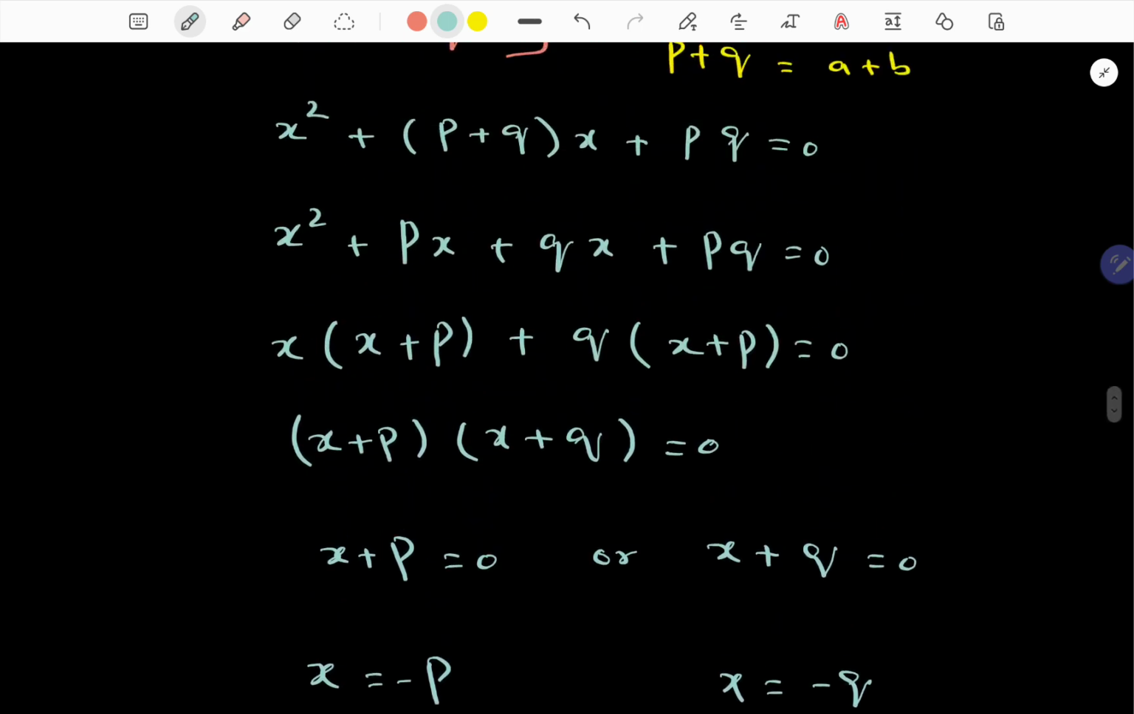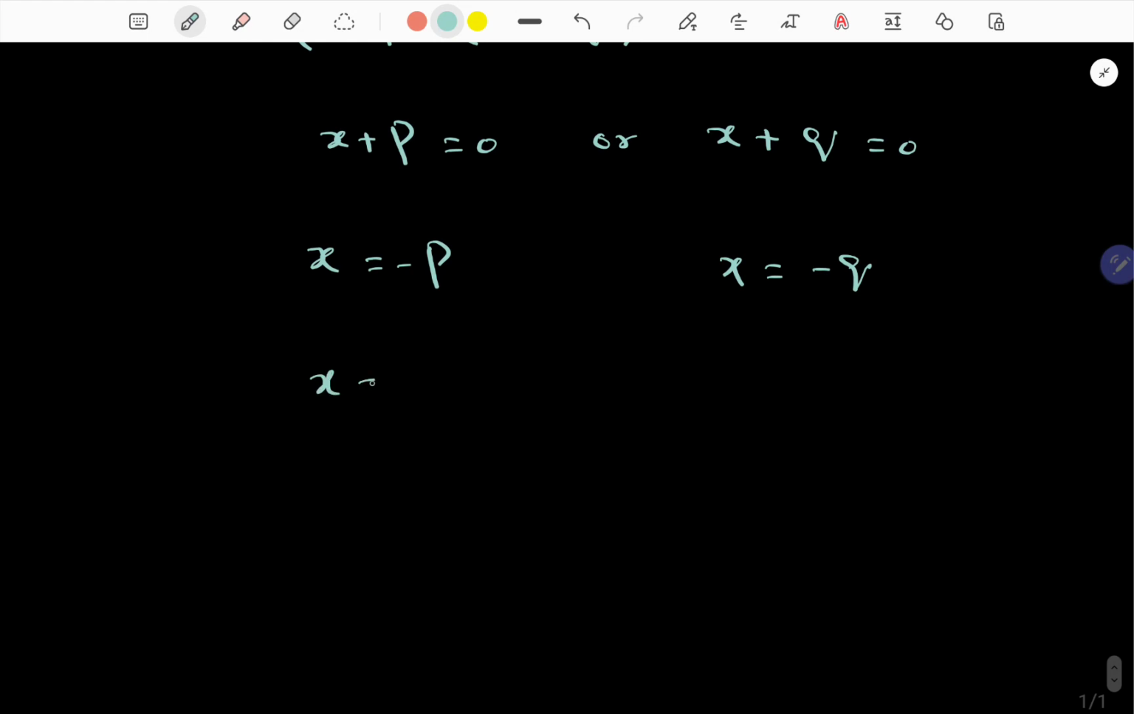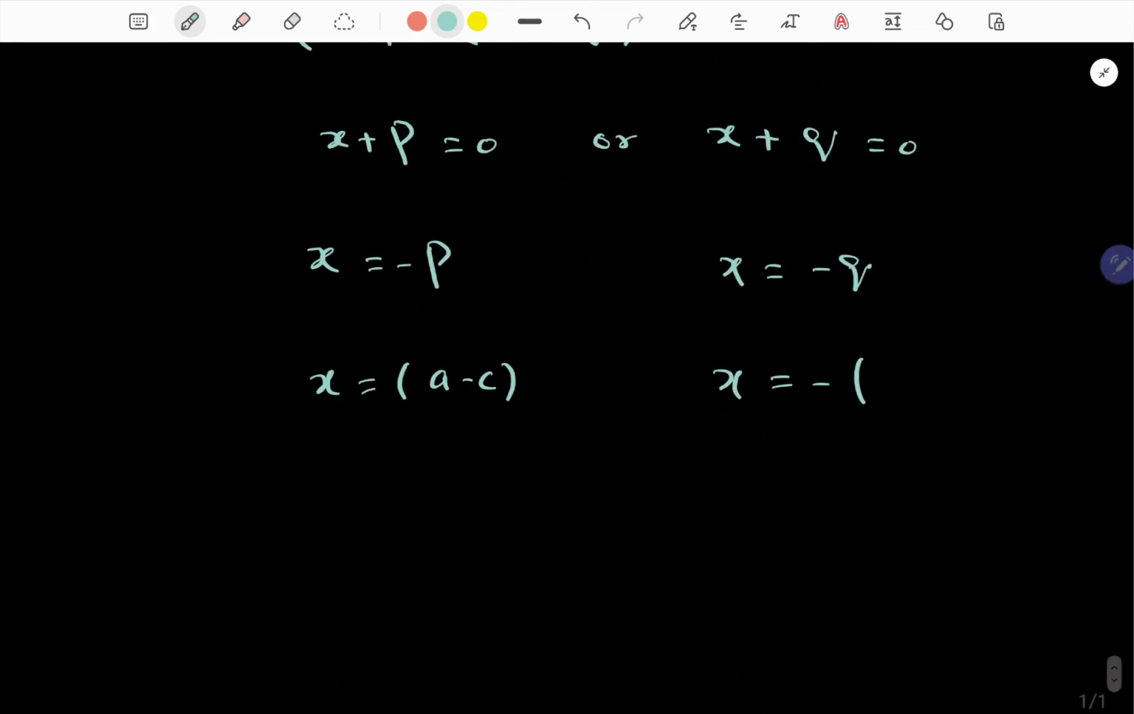Replacing back the values of p and q, p is a minus c, so x is equal to minus times (a minus c), and minus times q is equal to minus (b plus c). So the solution is c minus a and minus b minus c. That is the answer.